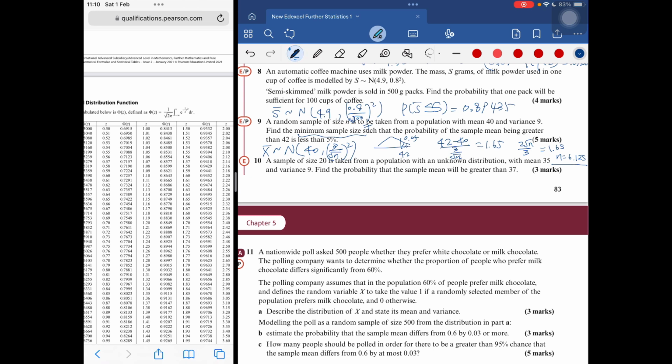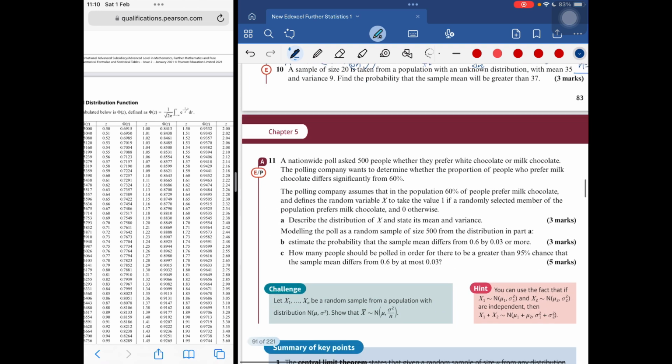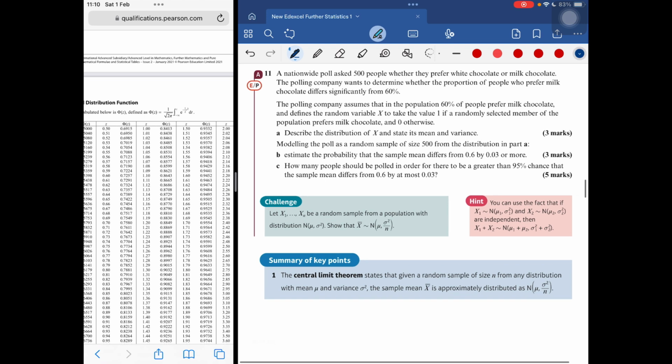To make this 0.05 greater than, number 11. A nationwide poll asked 500 people whether they prefer white chocolate or milk chocolate. The polling company wants to know whether the preference for milk chocolate differs significantly from 60%. So the polling company assumes the population is 60% prefer milk chocolate.